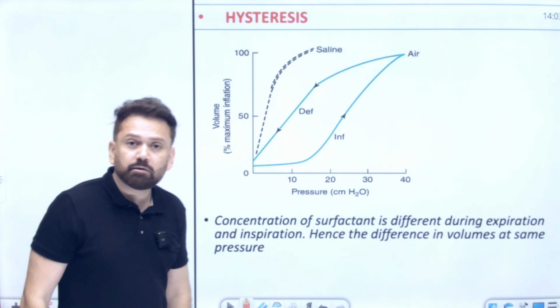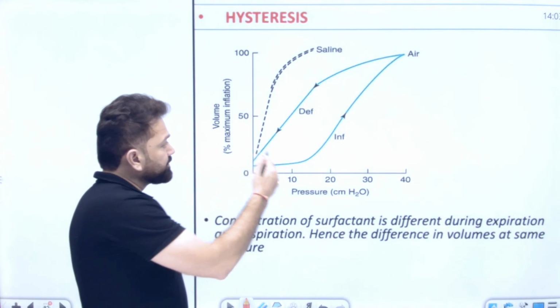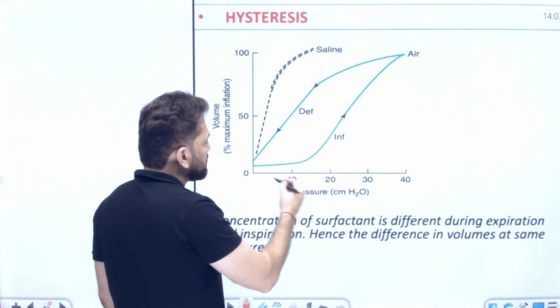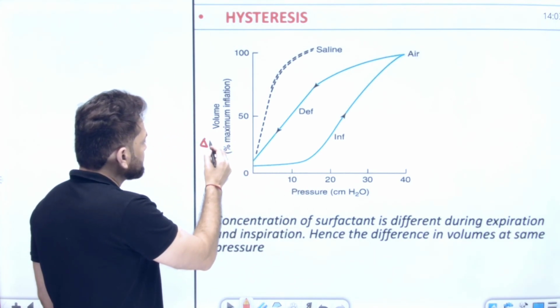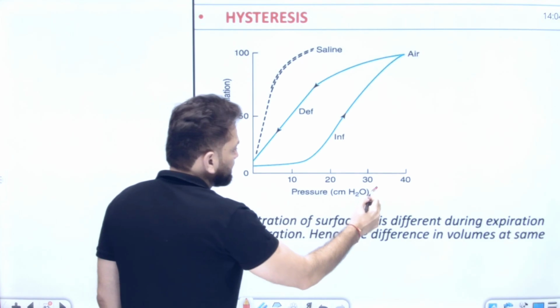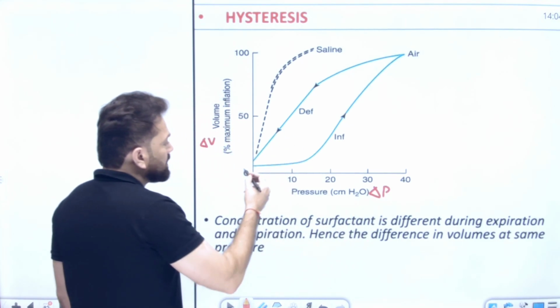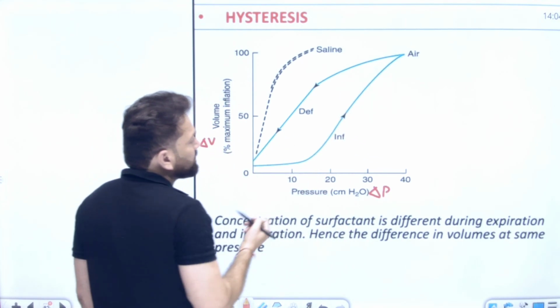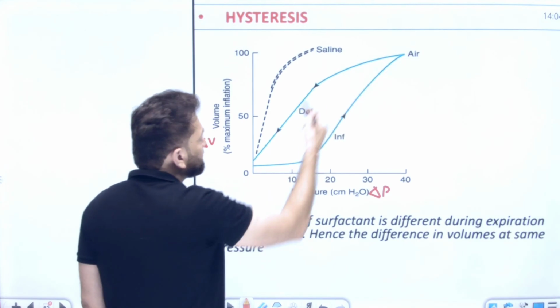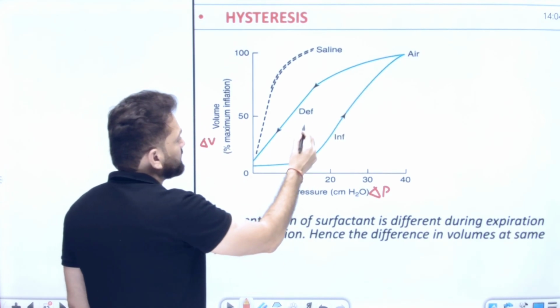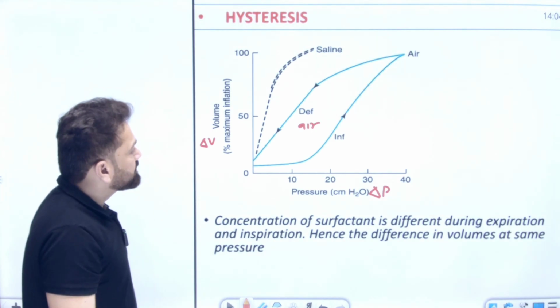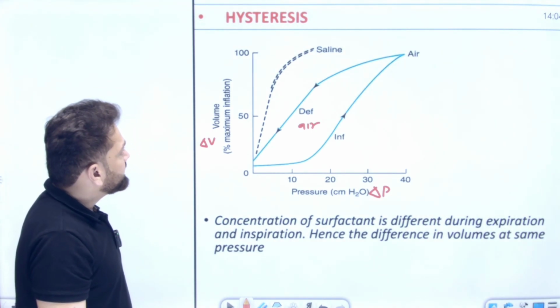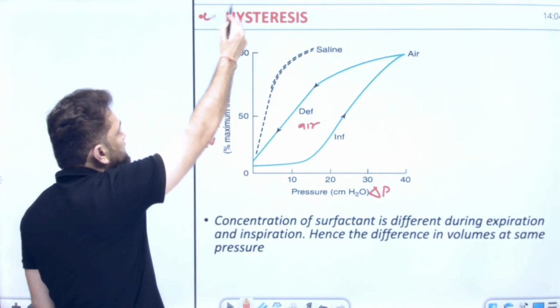When we are inspiring, when we inflate the lung, this is the compliance curve. What is compliance? Delta V by delta P. So this is a compliance curve. But for inflation, the compliance curve is different. For deflation, the compliance curve is different. And this difference in the compliance curve during inflation and deflation is called hysteresis.